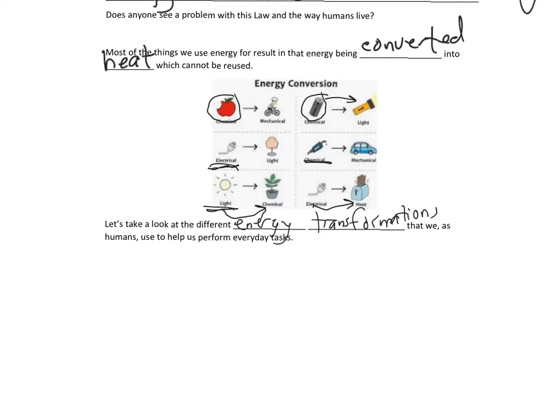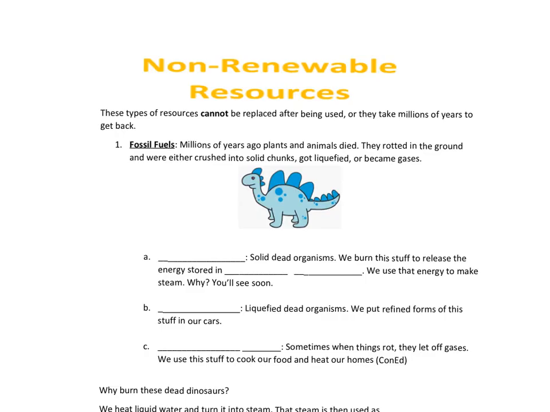Because back to the law of conservation of energy, we don't actually lose any of that energy. It just gets transformed, or, we can use this word again, converted to different forms. And sometimes those forms of energy, like I just said, heat, we cannot reuse them once we have used them up.